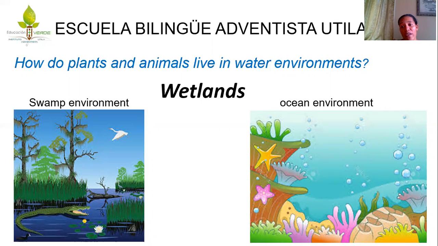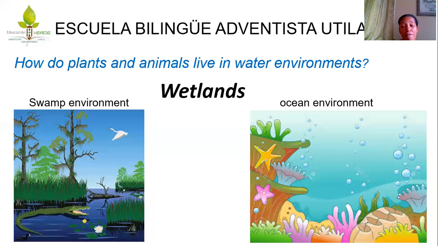Now we have to be very careful and not try to go in the swampland without somebody bigger than you, because it can be dangerous. Some of these animals that live in swamplands can be poisonous. So you have to be very careful. Also, in swamplands, we have alligators and crocodiles that like to live there, okay? So you have to be very careful.